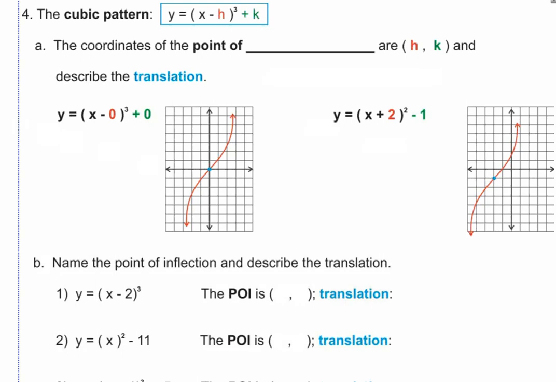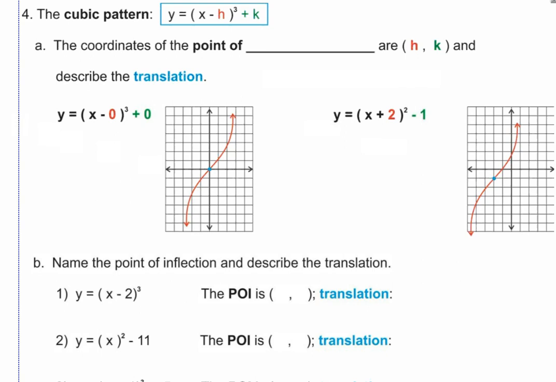There's also a cubic pattern. Notice how similar the cubic pattern is to the quadratic pattern. There's only one difference. The quantity is cubed instead of squared. See, math is so orderly. It's the beauty of math. There's so much order to it, and you learn patterns, and these patterns apply in many different areas. So we've now gone from quadratic to a cubic, and the only difference is that the quantity is cubed. We still have (x minus h) quantity cubed plus k. And guess what? H and k are the translation of the cubic.